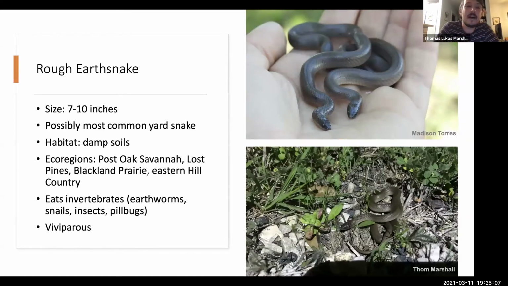Another common snake that you might see around your yard is the rough earth snake. These look a little bit more like typical snakes. They like damp soils. I've seen quite a few around my house under stones in the yard. They like more moist habitats compared to the blind snake. They are found in the eastern part of the hill country, all around Austin and to the east in this area. They eat invertebrates like earthworms, snails, and pillbugs, and they're viviparous. So these snakes give birth to live young.